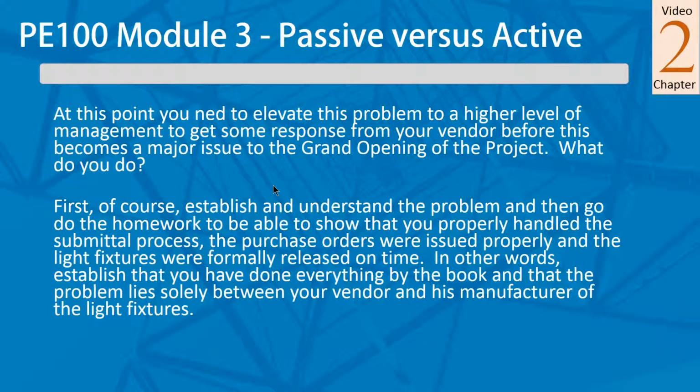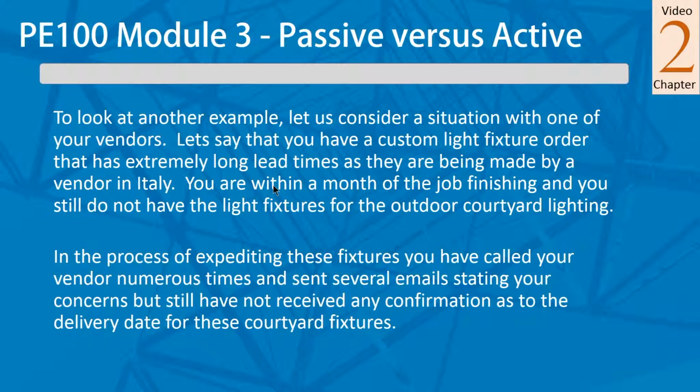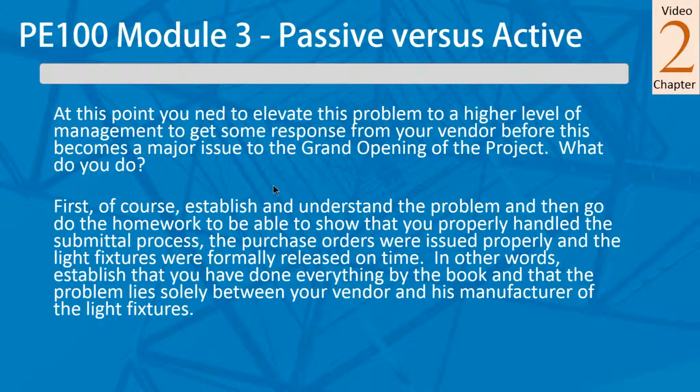So in this little example, at this point, you're going to need to elevate this problem to a higher level of management to get some response from your vendor before this becomes a major issue to the grand opening of the project. Because let's face it, if you're sitting with a light fixture order from Italy, it better be on the boat if you're going to open that thing up in the next month, and you better have a customs clearance number and what customs clearinghouse it's going for. So you've got a big problem here, and you're going to have to inform people because it's an issue related to the grand opening of the project.